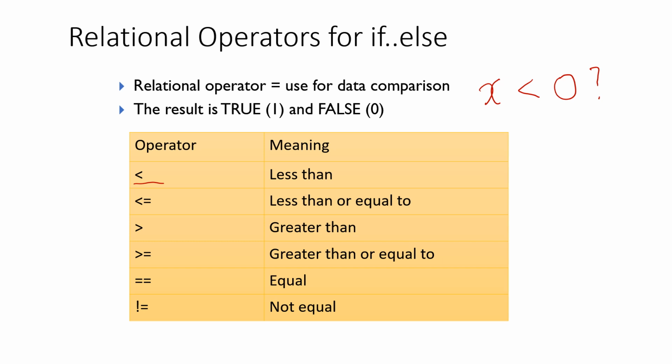Other operators that we can use are less than or equal to, greater than or equal to, equal, and finally not equal. If it's correct, for example x is less than 0, then the operator will return true or 1. If it's false, it will return 0.